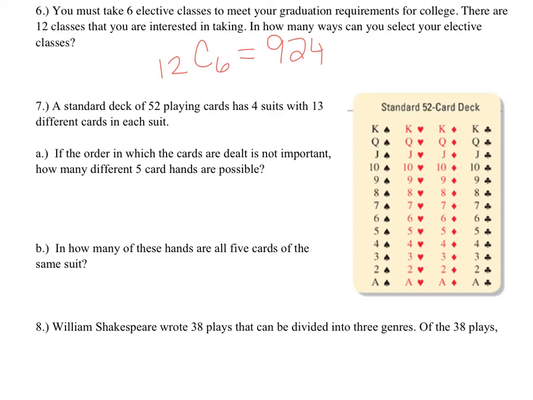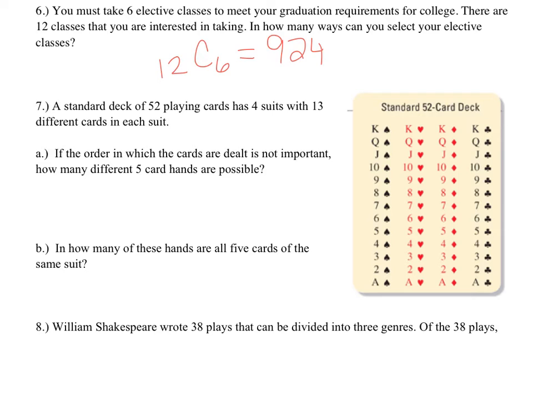Alright, playing cards. So remember that a standard deck of playing cards has 52 cards. Half are red, half are black. So there's 26 black, 26 red. There's 4 different suits: spades, hearts, diamonds, and clubs. So the hearts and diamonds are the red, the spades and clubs are the black cards. So because there's 4 different suits with equal amounts, there's 13 cards in each suit.